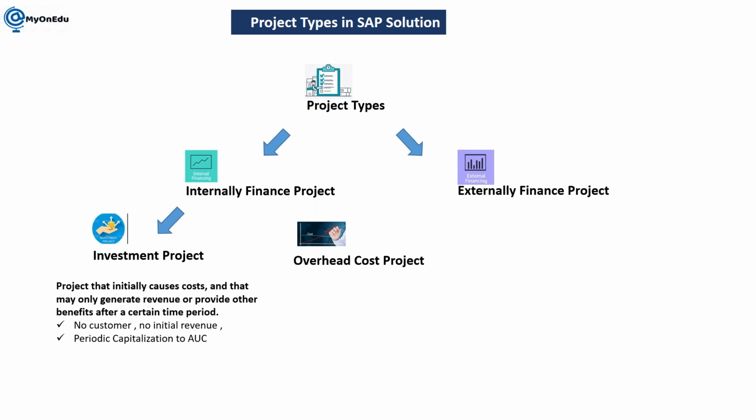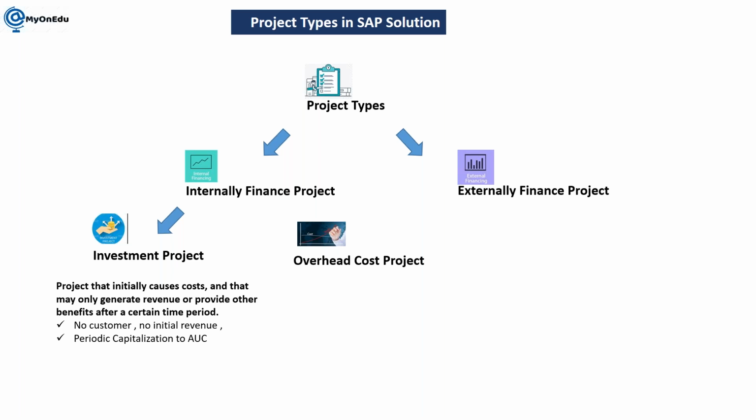Periodic capitalization to AUC. So as an organization, when you are executing this type of project, whatever the cost is going to incur, that cost has to be capitalized in AUC first, asset under construction. In upcoming sessions, I'll explain the concept of AUC and how we used to get a cost into my project. That also I will explain. So as a periodic activity, it has to be capitalized into AUC first.